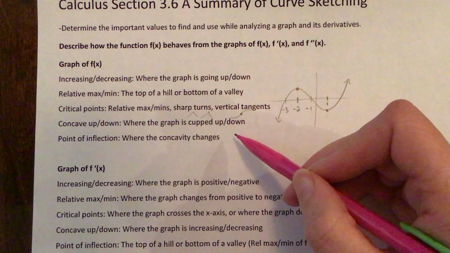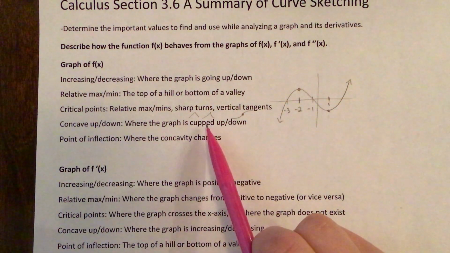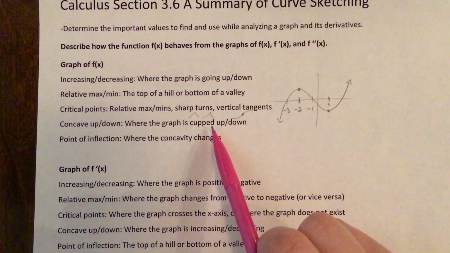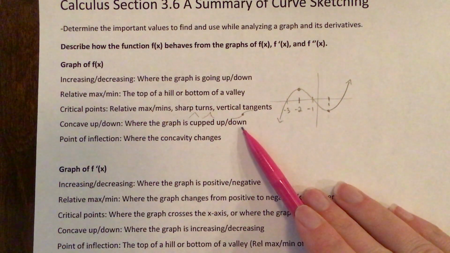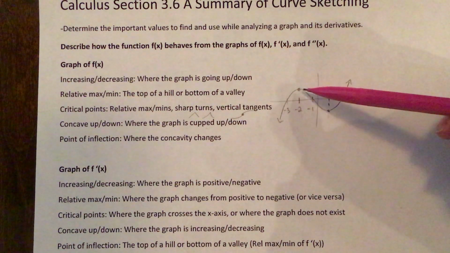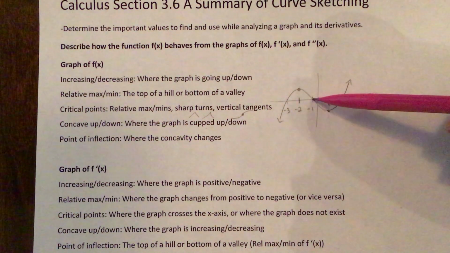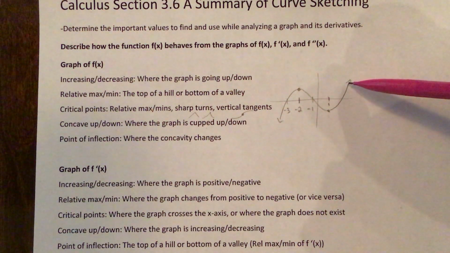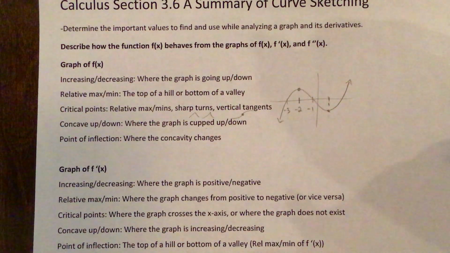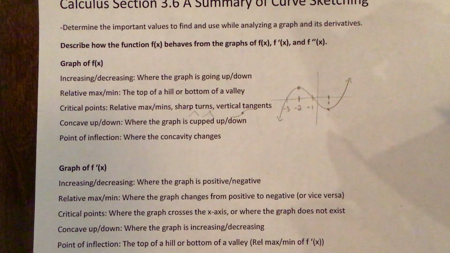The next thing is concave up and concave down. Concave up means your graph is cupped up. The cup is facing up. It could hold water. Concave down means that your cup would be facing down. So from here until about maybe here, our graph is concave down, and then it switches from concave down to concave up. Okay, if you could hold a cup in front of you and it looks like it is upside down, that is concave down.